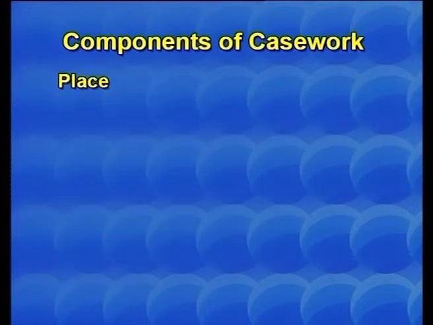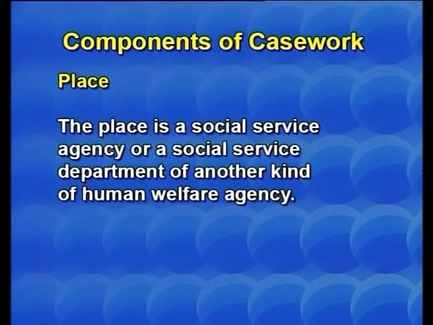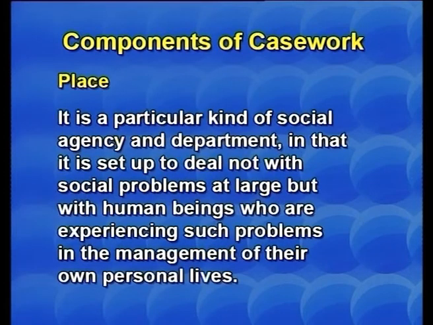The third P in the four components is place. The place is a social service agency or a social service department of any other kind of human welfare agency. It is a particular kind of social agency and department in that it is set up to deal not only with social problems at large, but with human beings who are dealing with such problems in the management of their own personal lives.